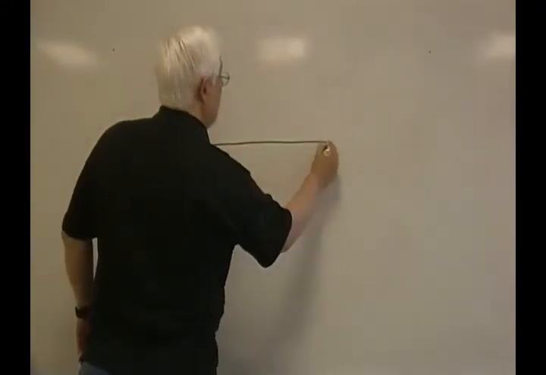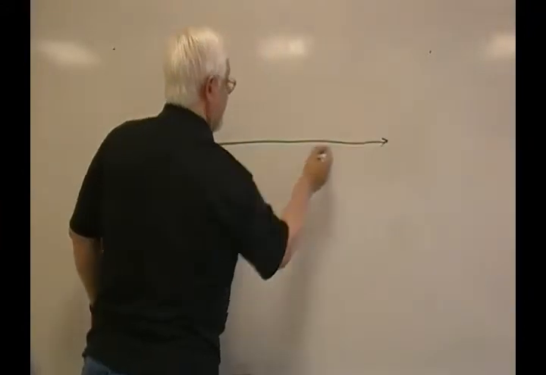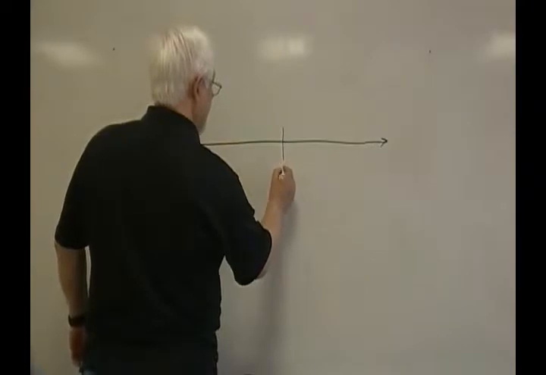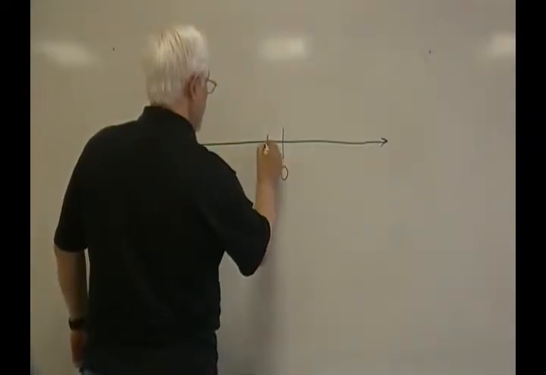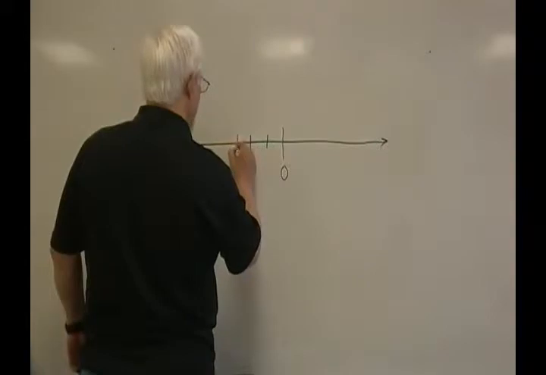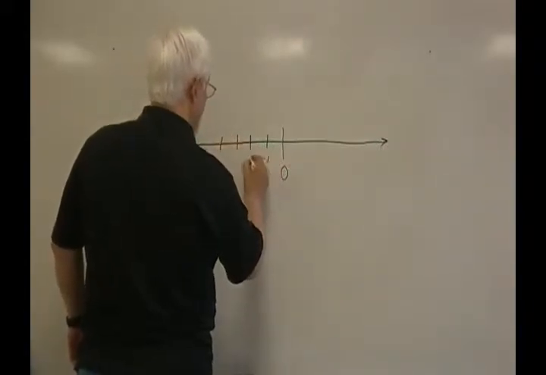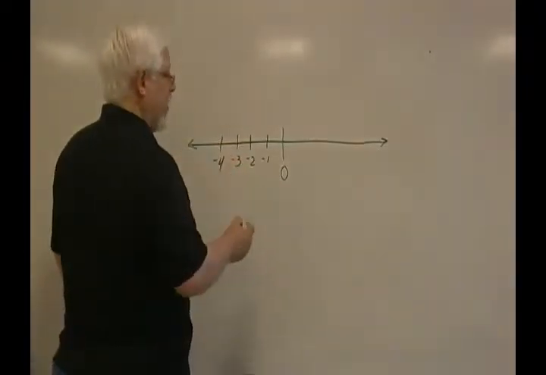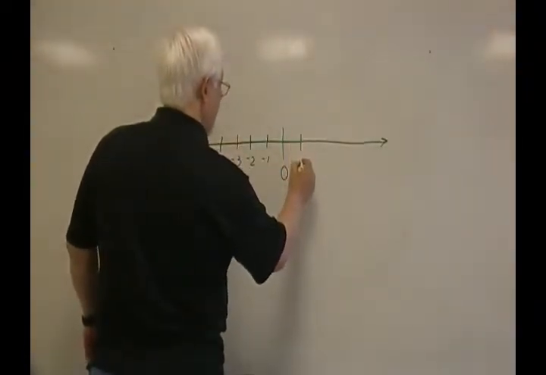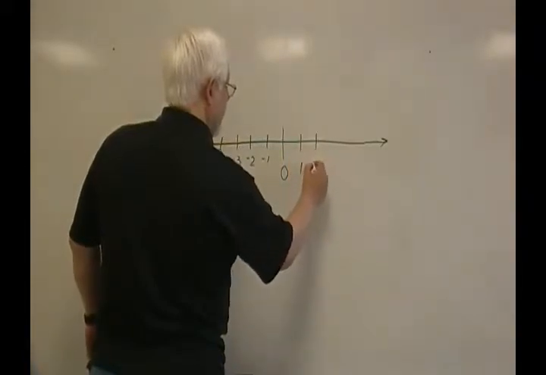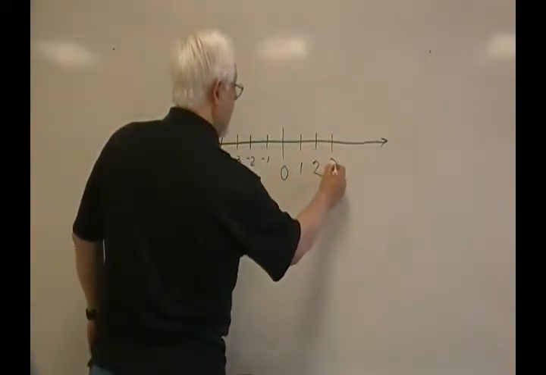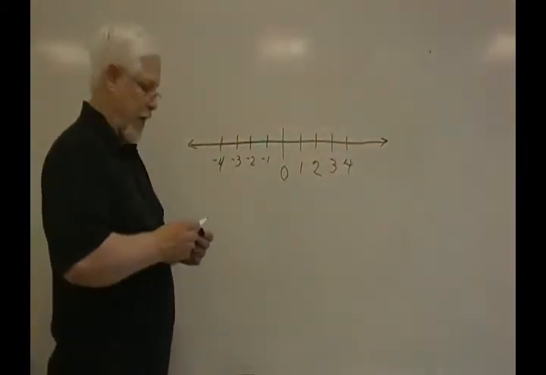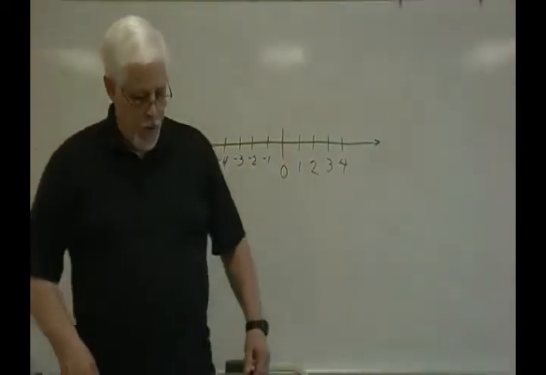Have a line that goes to infinity to the right and to infinity to the left. In the middle is 0. To the left are the negative numbers: -1, -2, -3, -4, and so on. To the right of 0 are the positive integers: 1, 2, 3, 4, and so forth to infinity. Remember that.